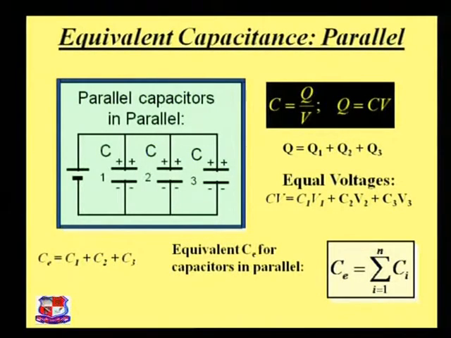So this is the reciprocal of the series form of capacitance. Ultimately the equivalent capacitance becomes C equals the sum from i equals 1 to n of Ci, where n is the number of capacitors in a parallel form.